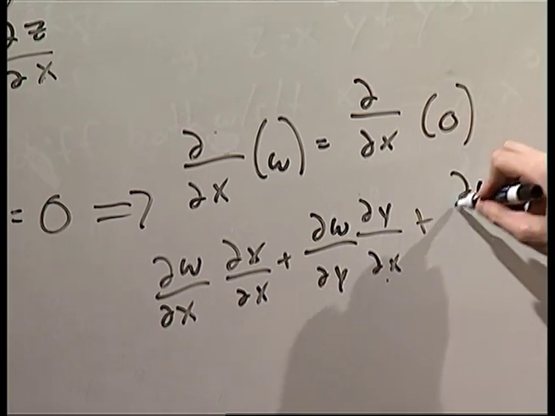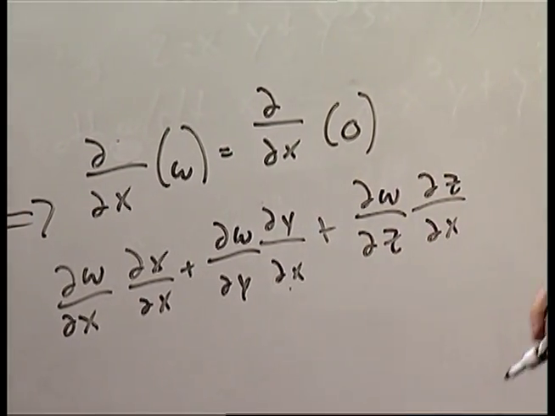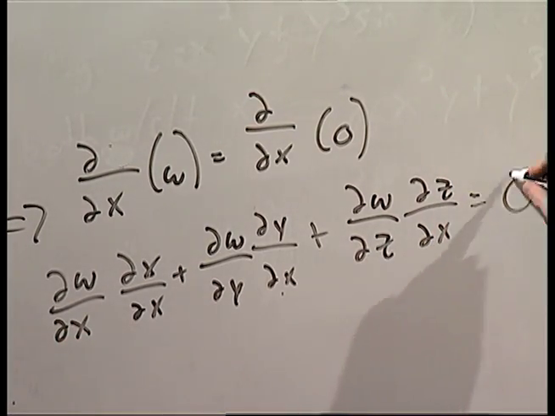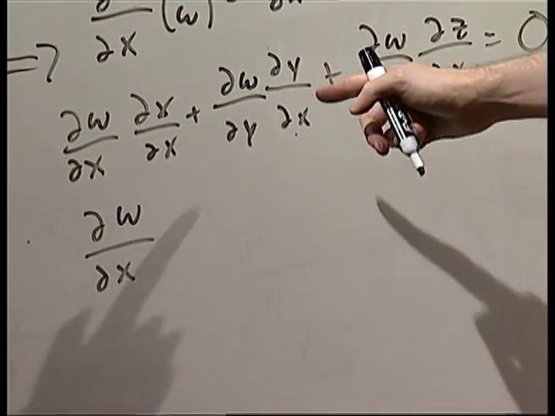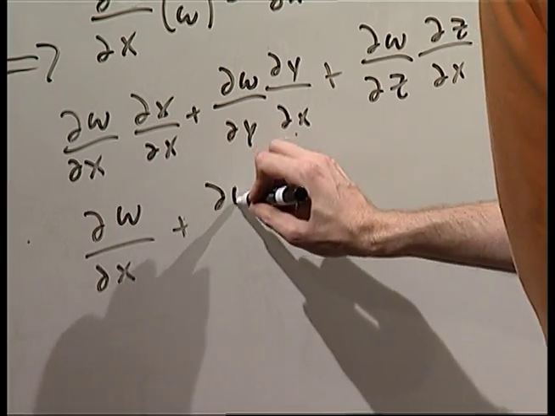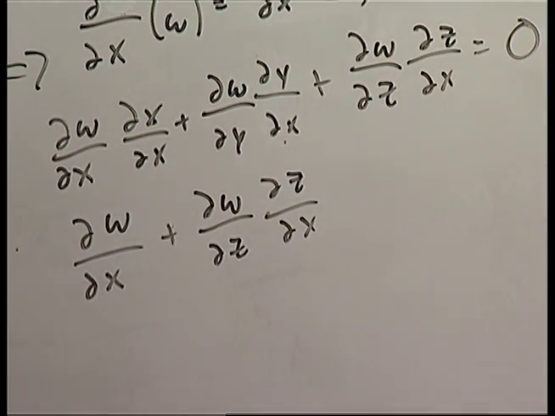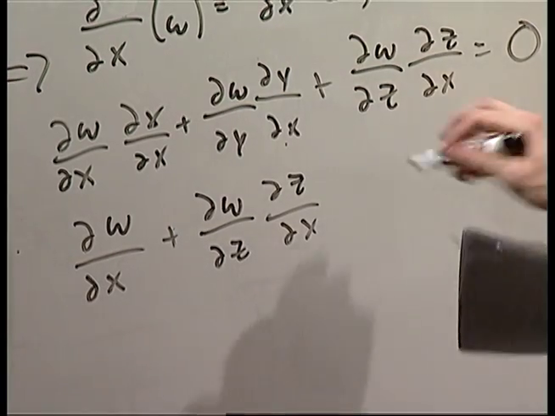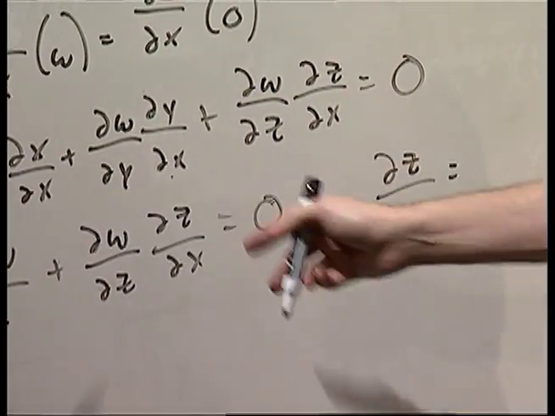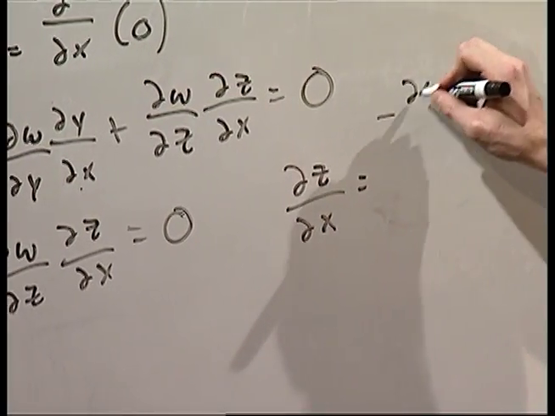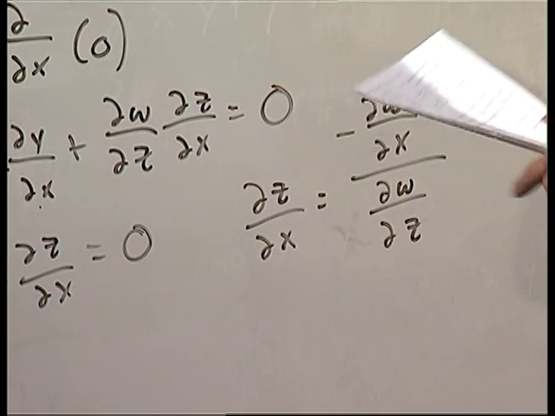So lots of these guys are going to go away, essentially. Partial z, partial x, right? This is equal to 0. This becomes 1, so we get partial w, partial x. Middle term drops out. It's got a 0 in it. It's gone. Plus partial w, partial z, partial x. Right? This is equal to 0. I can solve for partial z, partial x. Just scoot this guy over and divide, and we get negative partial w, partial x over partial w, partial z.